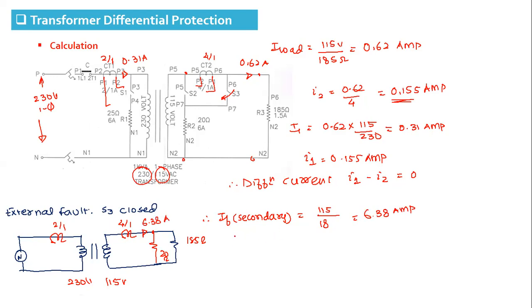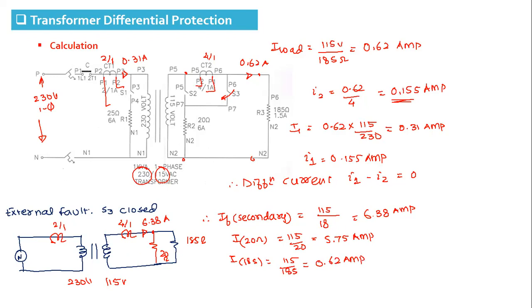Okay, and the current through 20 ohm will be 115 by 20 ohm. So 115 by 20 is 5.735 ampere. And the current through this 185 ohm is 115 by 185. So that is 0.62 ampere.